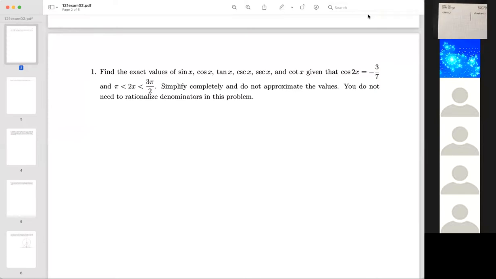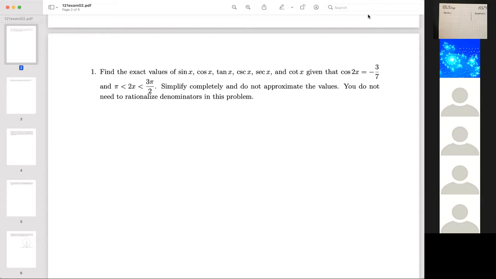So I'm sharing the screen and basically you're described an angle, the angle 2x. So you have information about the angle 2x. The cosine of 2x is -3/7 and 2x is an angle between pi and 3 pi over 2. That's what the question says. And then they said, from this information, can you state the exact values of sine, cosine, tangent, cosecant, secant, cotangent? So the exact values of all 6 functions.